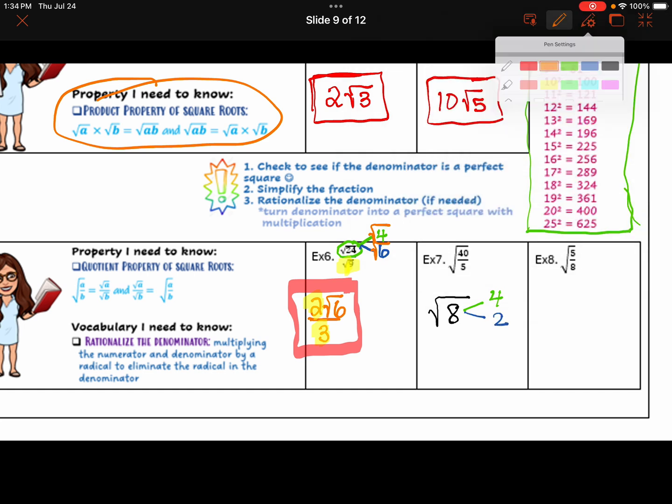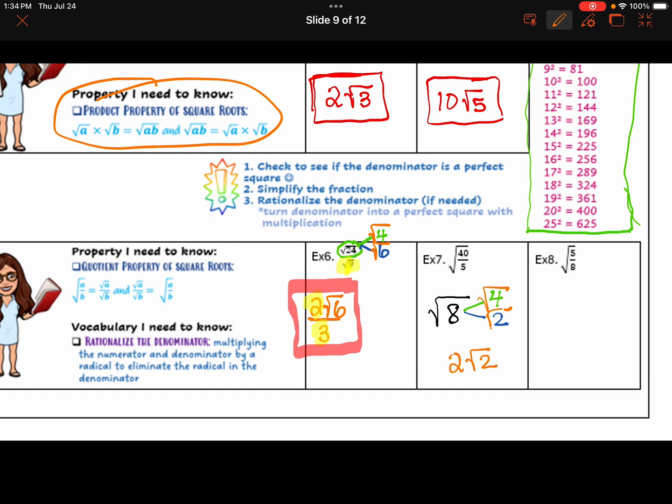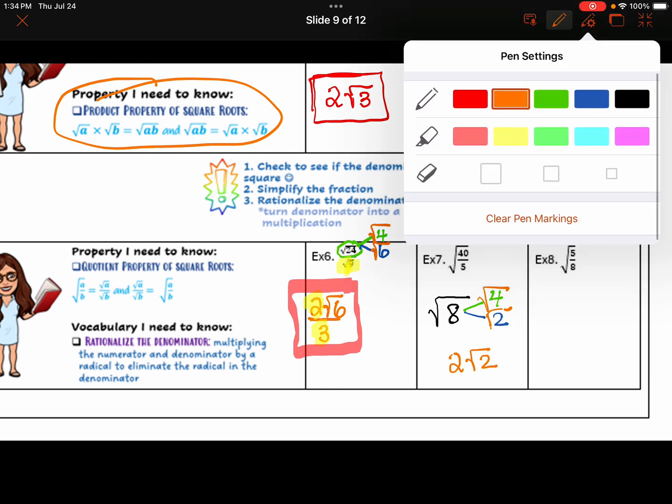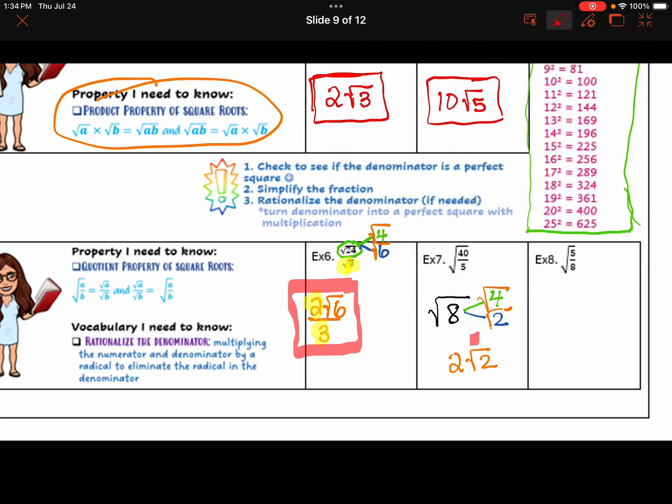And then I'm going to square root both. And so that's going to give me 2 radical 2. And that is now the simplest radical form of that problem.